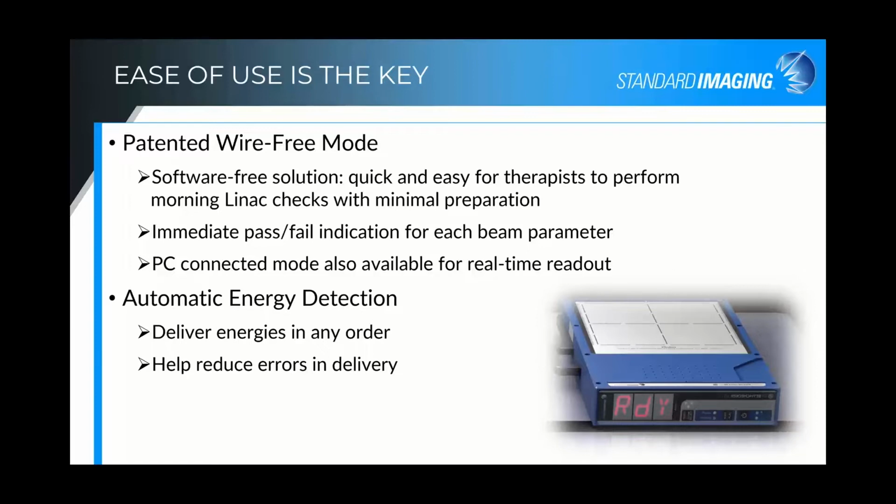And that just helps reduce errors in delivery, because the nice thing about it is you don't have to do it in a set pattern. If you go one morning and you deliver your 6x beam, then you deliver your 18, but forget to deliver your 10, you can go backwards to that 10 and it will automatically detect and recognize that energy. So you don't have to do it in a set way. It's very easy to incorporate really any routine you want to use on a daily basis.